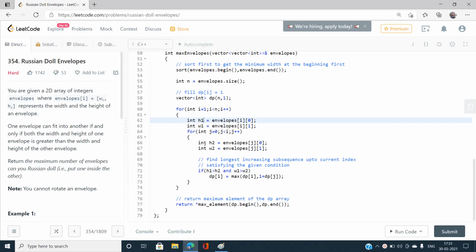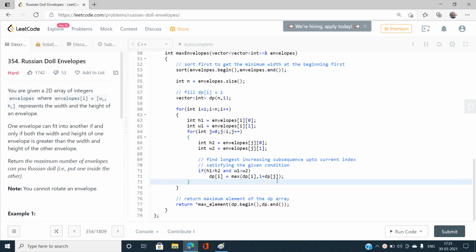Okay, h1 and w1. Now I am iterating from j equal to 0 and j less than i, and for every j I need to have h2 and w2, height and width. Then find the longest increasing subsequence up to the current index satisfying the given condition. That is, if my current h1 is greater than h2 and w1 is greater than w2, it means that this jth envelope can be put inside the ith envelope. So what is the maximum length of the increasing subsequence possible for this ith index? That is max of dp[i] and 1 plus dp[j], because we need to add 1 to include my current envelope also.